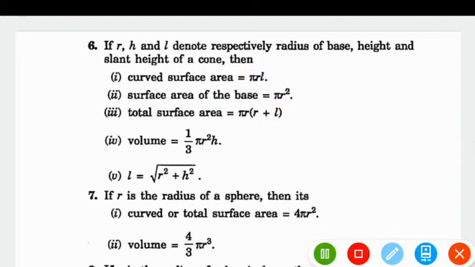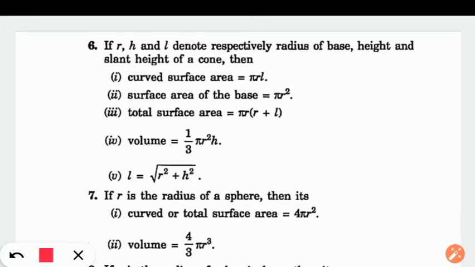What is the formula to find volume of the cone? The volume of the cone is actually 1/3 of the volume of the cylinder. So the formula to find volume of the cylinder is pi r square into h. So hence the volume of cone will be 1/3 pi r square into height.